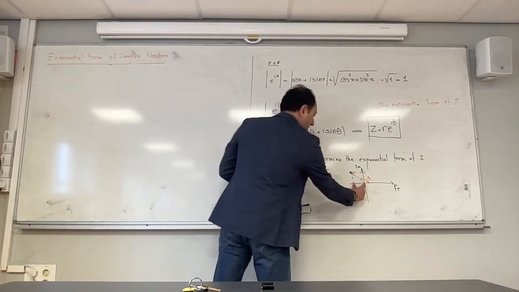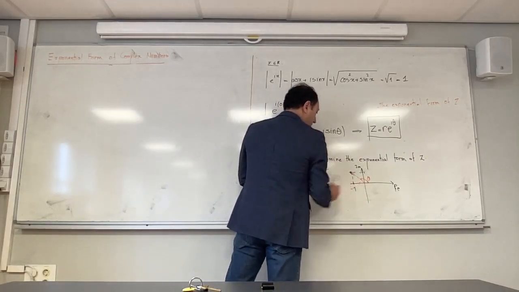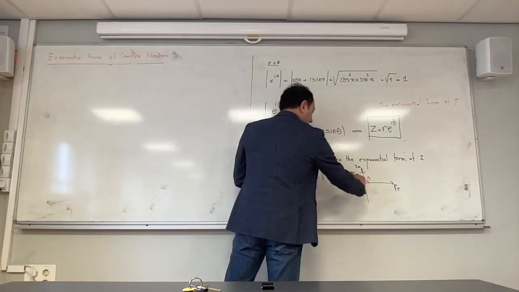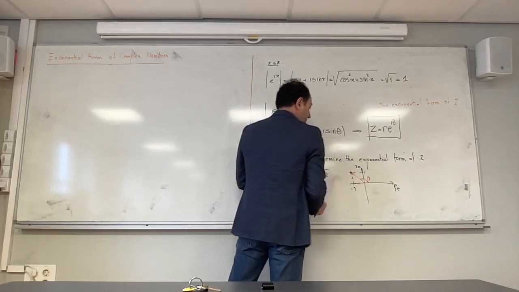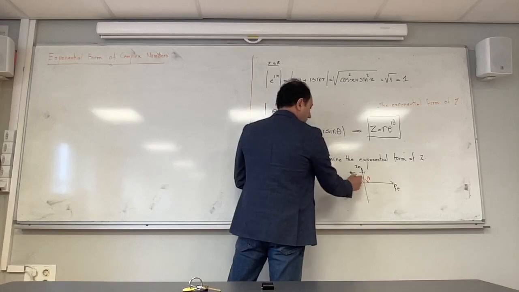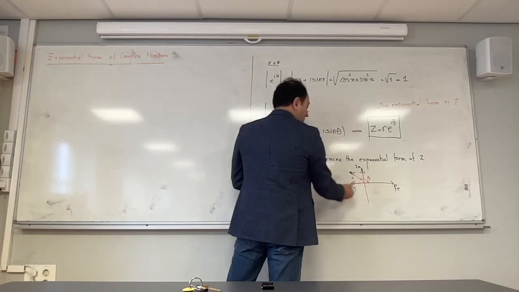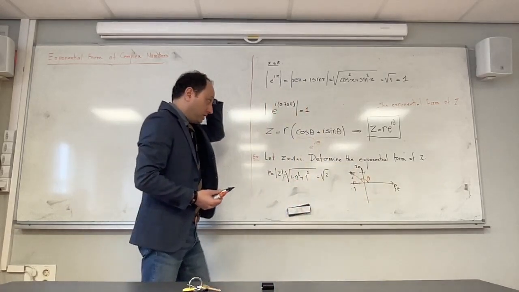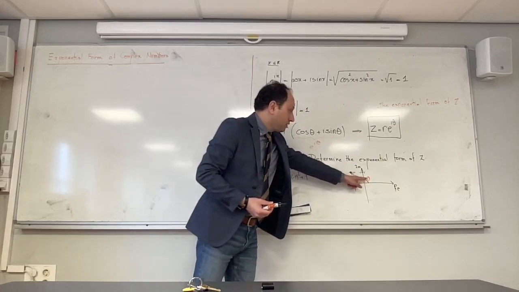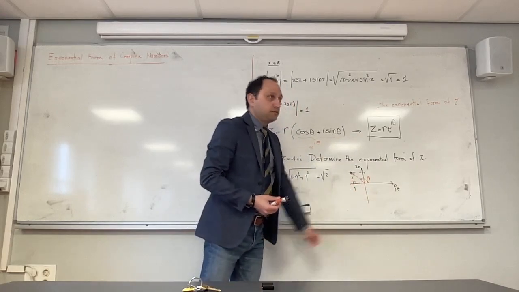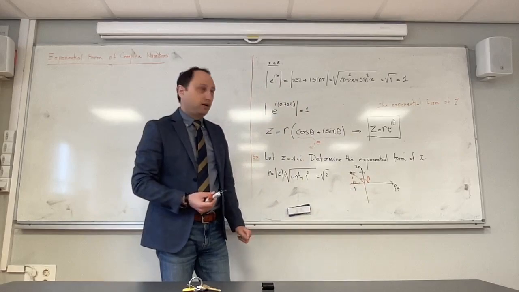Because you know what this length is? This length is 1 unit. What is that length? It's also 1 unit. So this is a right angle triangle. It's also an isosceles triangle. So this angle and that angle should be 45. Yes? But I want to know theta. So theta is 180 minus 45, which is 135.